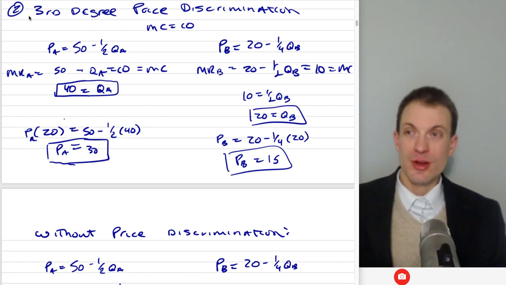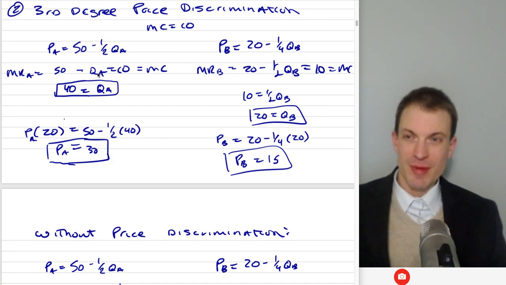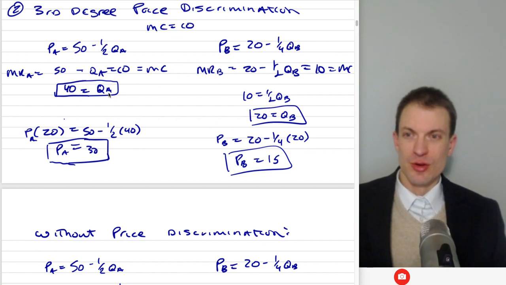Okay, so here's question 2. With third degree price discrimination, we have marginal cost of 10. Here is segment A. Here was my inverse demand. I'll take the same vertical intercept and double the slope. So I have 50 minus QA is equal to 10. Solving, I'm going to sell 40 units, or millions, I forget what it was, whatever, in segment A. And then finding the price.